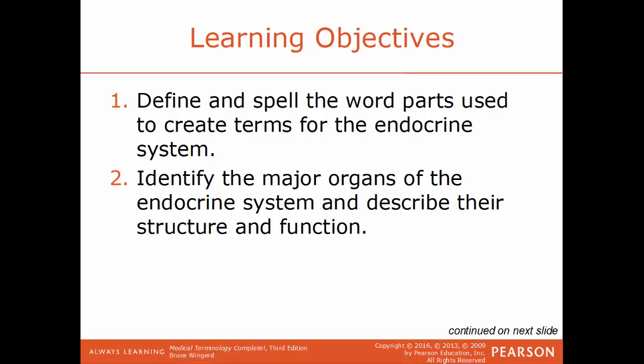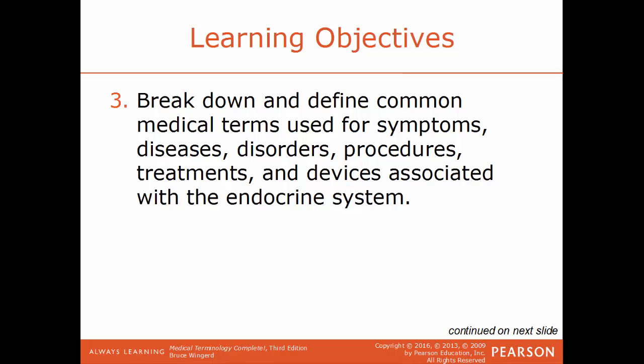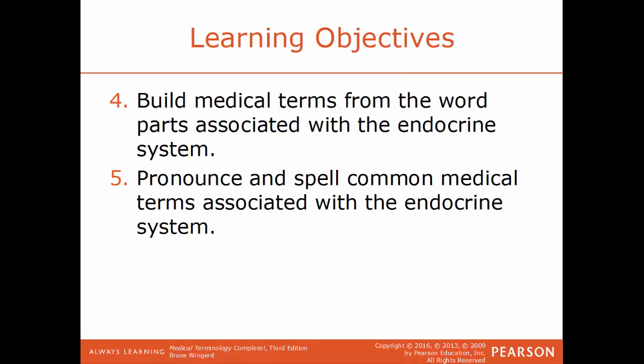Define and spell the word parts used to create terms for the endocrine system. Identify the major organs of the endocrine system and describe their structure and their function. Break down and define common medical terms used for symptoms, diseases, disorders, procedures, treatments, and devices associated with the system. Build medical terms from the word parts associated with the endocrine system. And lastly, pronounce and spell common medical terms associated with the endocrine system.